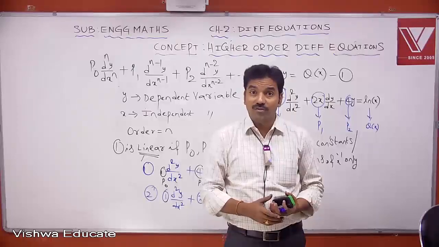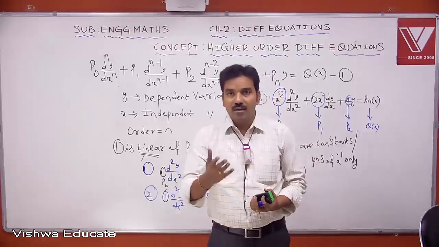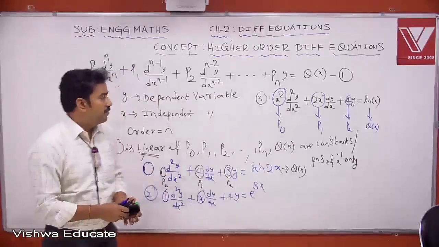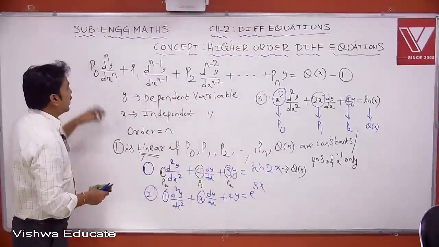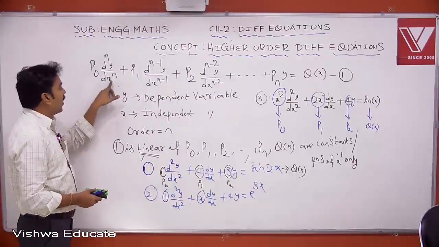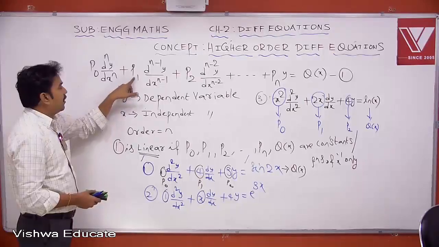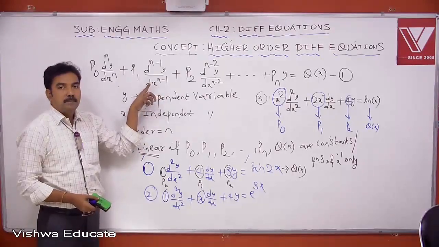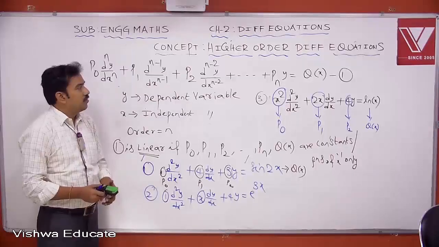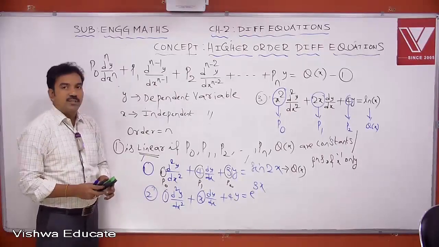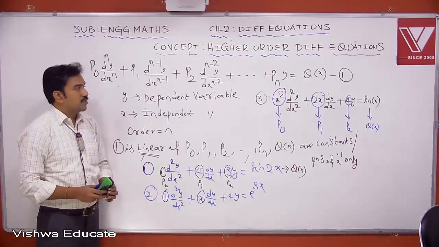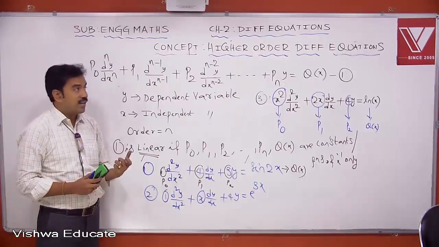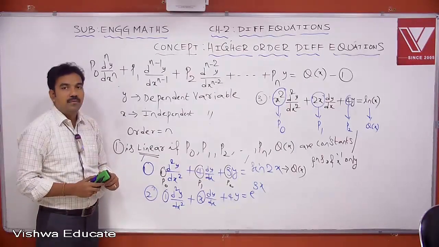Of course, they are homogeneous equations, right? Write these points. An equation of the form P0 dⁿy/dxⁿ + P1 dⁿ⁻¹y/dxⁿ⁻¹ + P2 dⁿ⁻²y/dxⁿ⁻² + and so on + Pn y = q of x. You call it equation 1.